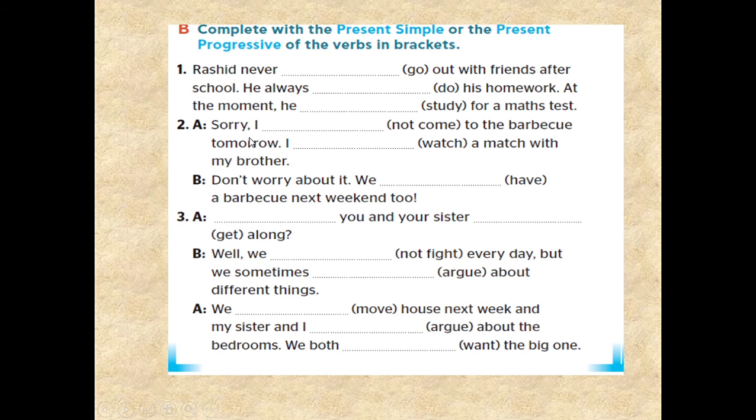Sorry, I am not coming to the barbecue tomorrow, as a future arrangement. I am watching a match with my brother tomorrow also. Don't worry about it. We are having a barbecue next week too. Arrangements in the future. It's a question, present simple.